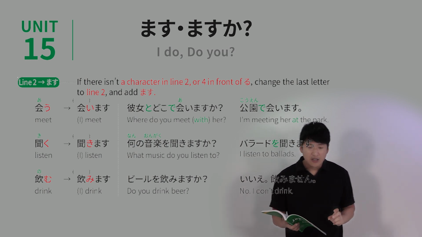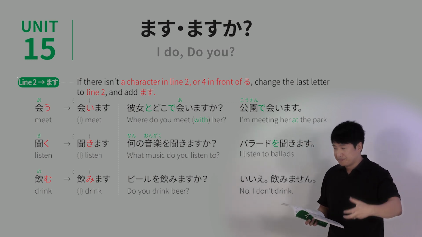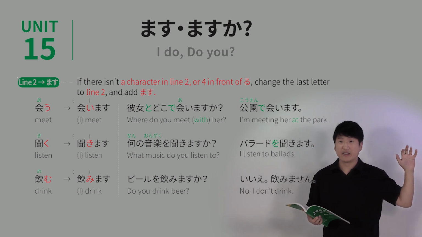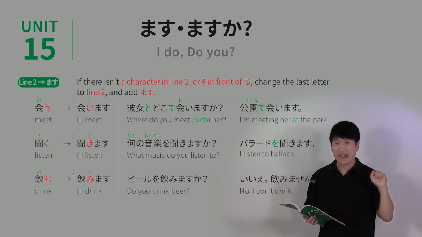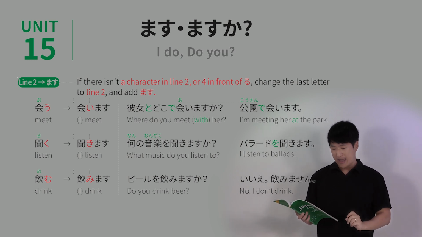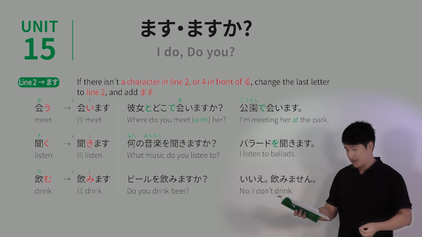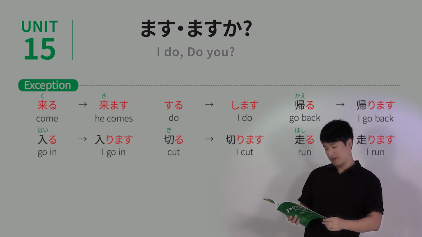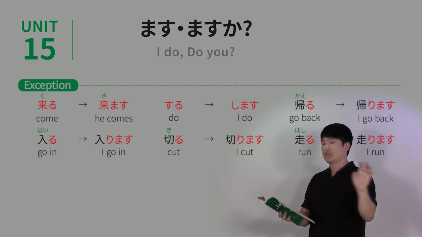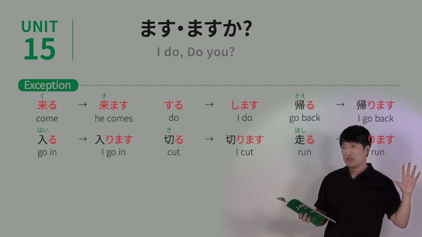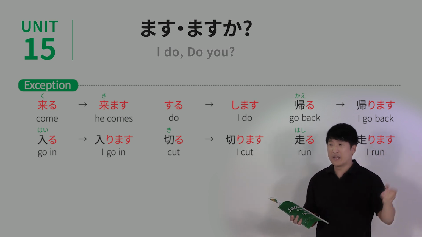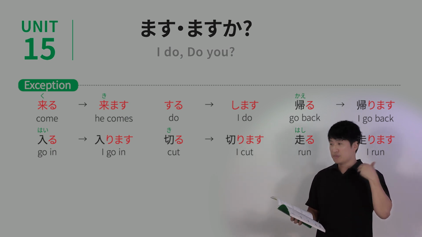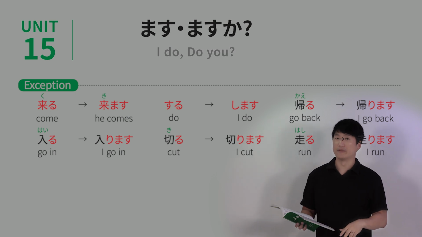So if you couldn't understand, please rewatch this video and try to use your finger 2 or 4. That's all about this. And also, exceptions. Yes, of course, you have to memorize them. I'm sorry, but okay. Kuru, kimasu. Suru, there are so many words that end with suru. So just memorize one, then you can change all of it.